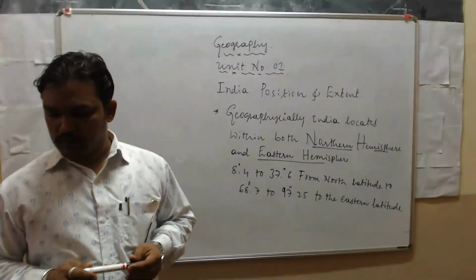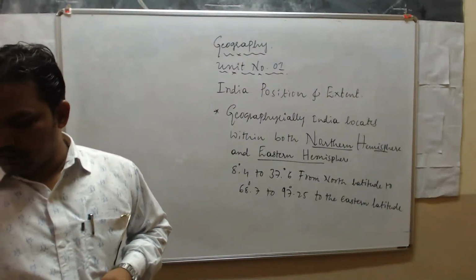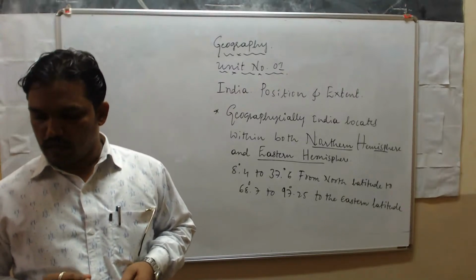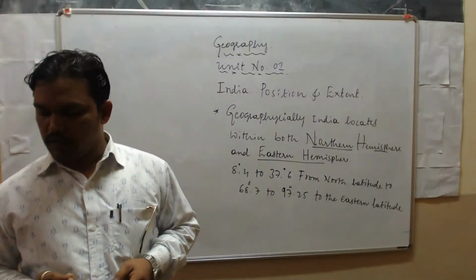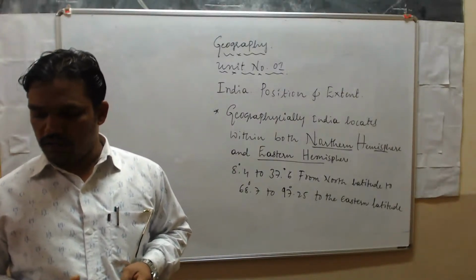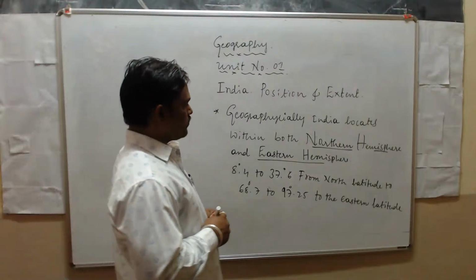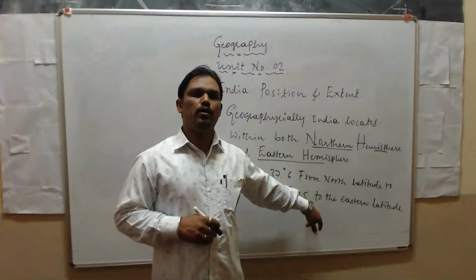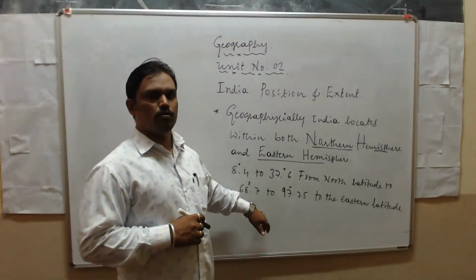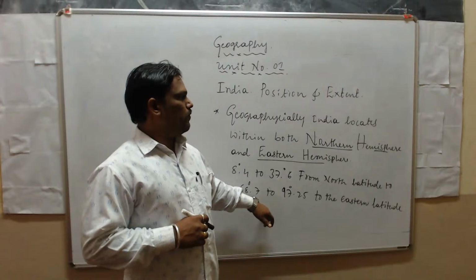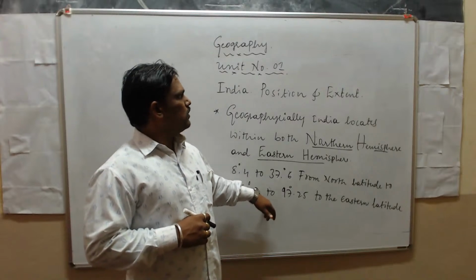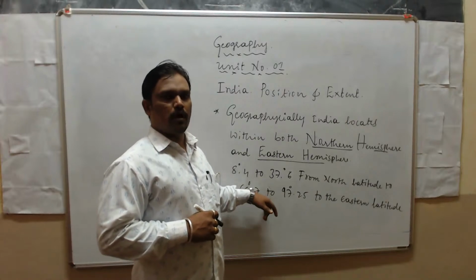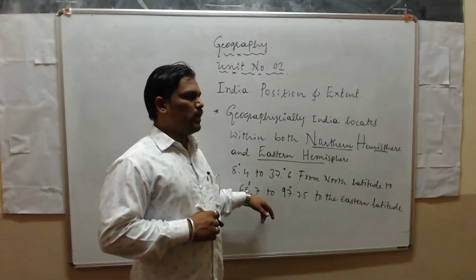Next, the Andaman and Nicobar Islands extend further southward and add to India's latitudinal extent. India extended up to the Andaman and Nicobar Islands, not only to this. Generally, we can say from Kashmir to Kanyakumari, our India extended.